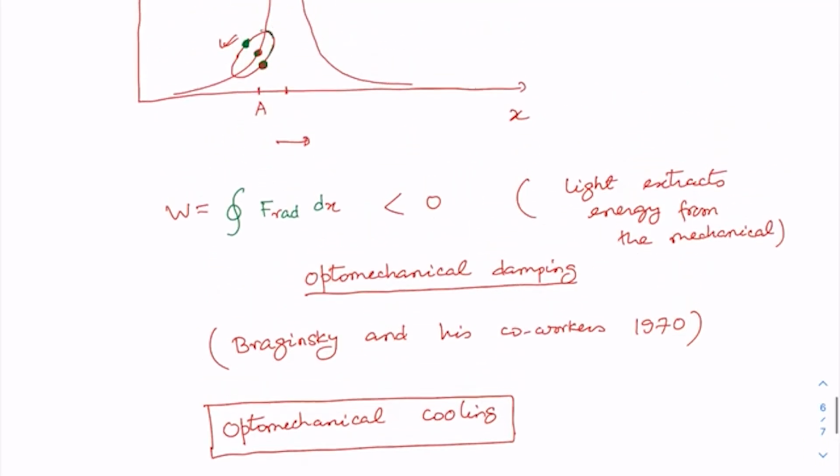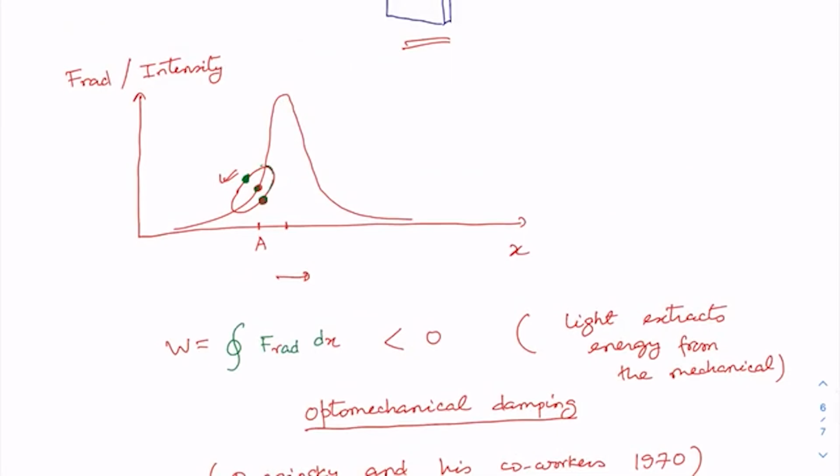On the other hand, if we go to the other side here, and if we do the analysis on this side, it turns out that this work done would be greater than 0. And what does it mean? It means that the work done due to the radiation pressure force is greater than 0, meaning the light is going to dump energy into the mechanical oscillator or the mechanical mirror, and this will result in anti-damping or heating.